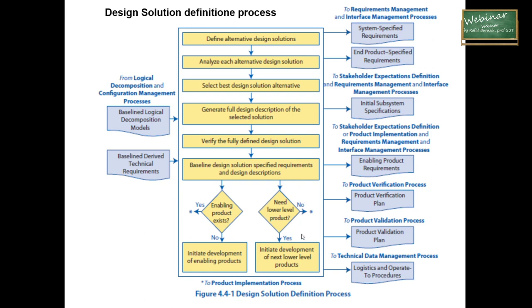The second question which should be answered at this stage is, is a lower level product needed? If no, we should go back to the analysis. If yes, we should initiate development of the next lower level product. So as the result of the total, complex process of design solution, you should have the logistics and operations procedures. It is an important input for the next stages of system engineering.